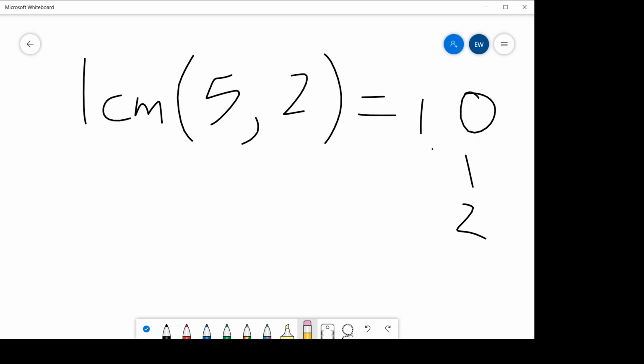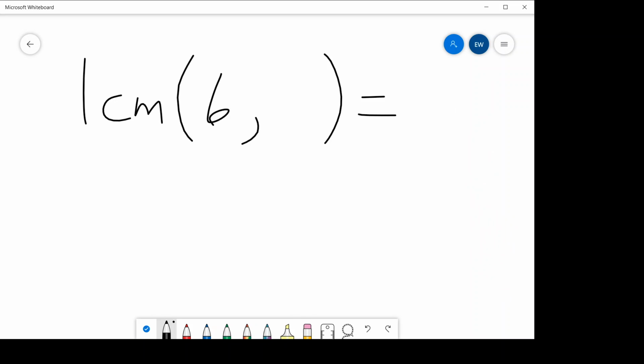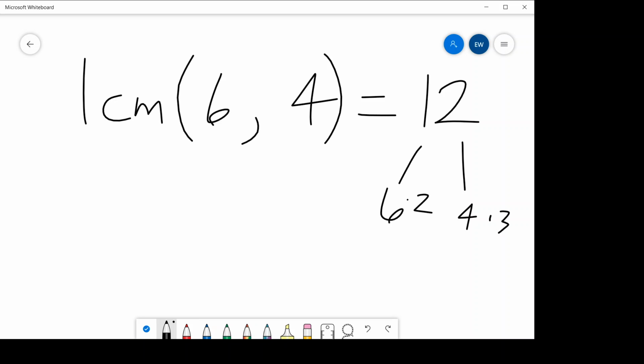Let's say, I'll just do another couple examples just to get you guys familiarized. Let's say that we had the least common multiple of 6 and 4. The least common multiple would be 12, because again, 12 has 6 as a factor, and it also has 4 as a factor. 6 times 2, 4 times 3. Let me check chat to make sure everybody's okay.